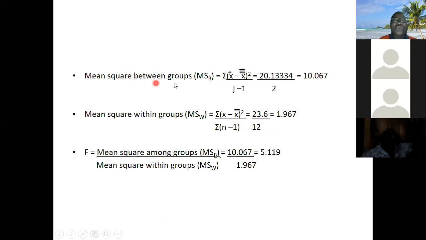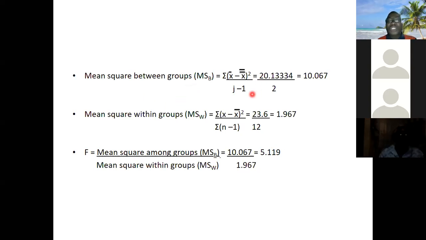If we look at the mean square between group: mean square is the variance, you know. Variance is the mean square deviation. That is, after you square the total, you calculate the average. But you calculate the average using degrees of freedom, not n. You use n minus 1. So mean square means the variance.